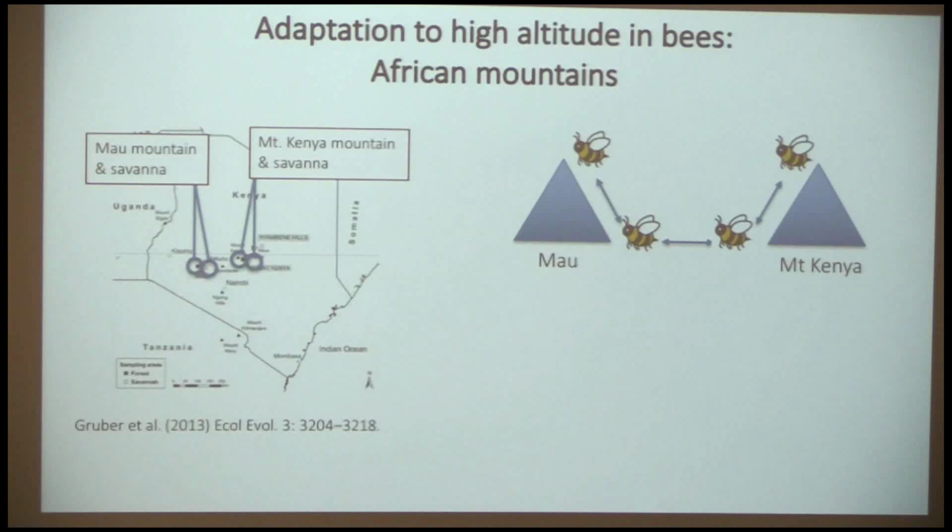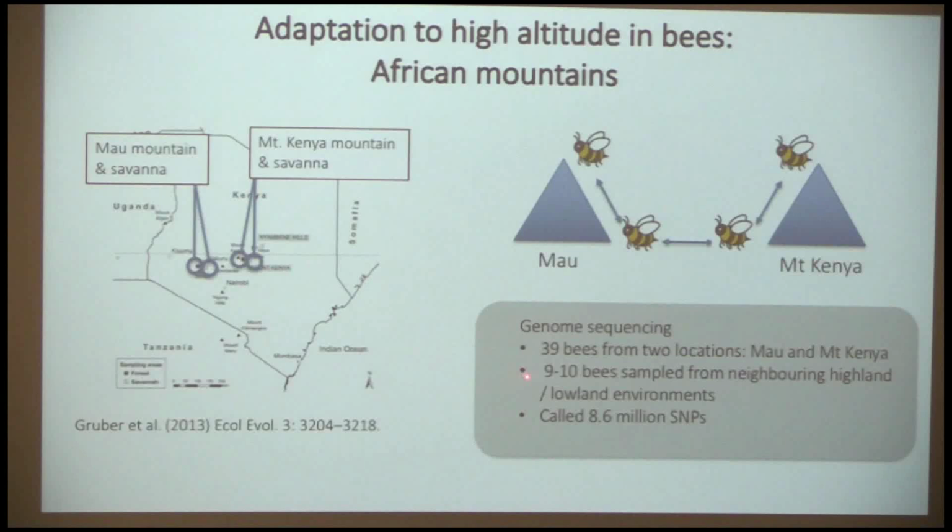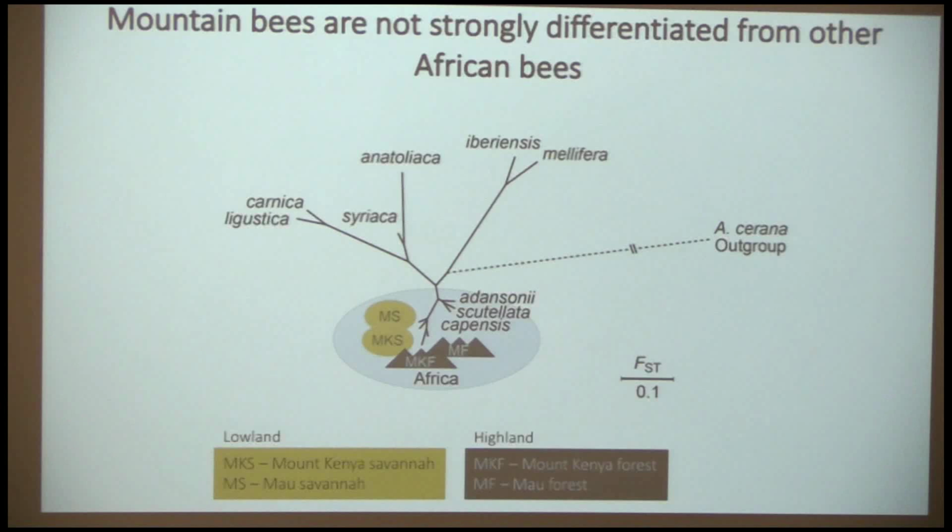And so what we've done is to sequence 9 or 10 bees from each of these four different populations and called the SNPs. So the first thing that you can see from this is that they basically cluster close to each other, and that they cluster with other African bees. So these three subspecies are African subspecies, whereas these are all European or Middle Eastern ones. So they're found where they would be expected to be, and they're closely related to each other. So they're not strongly differentiated from other African bees.